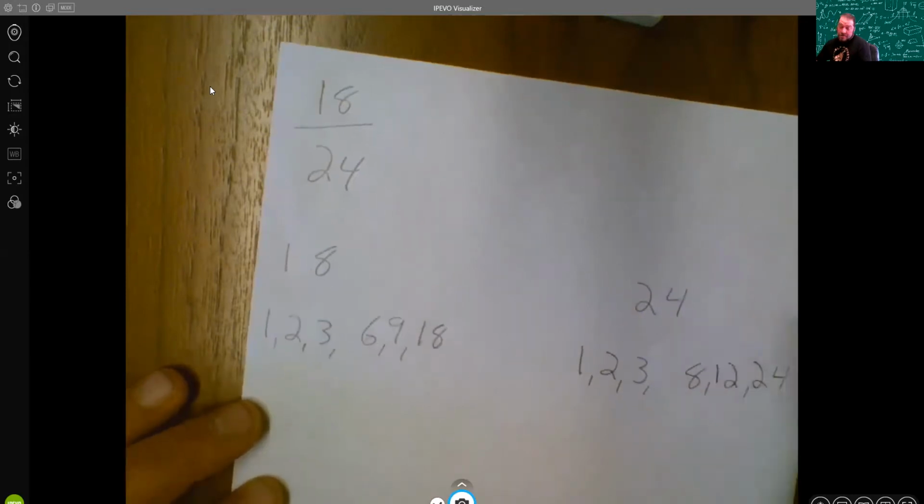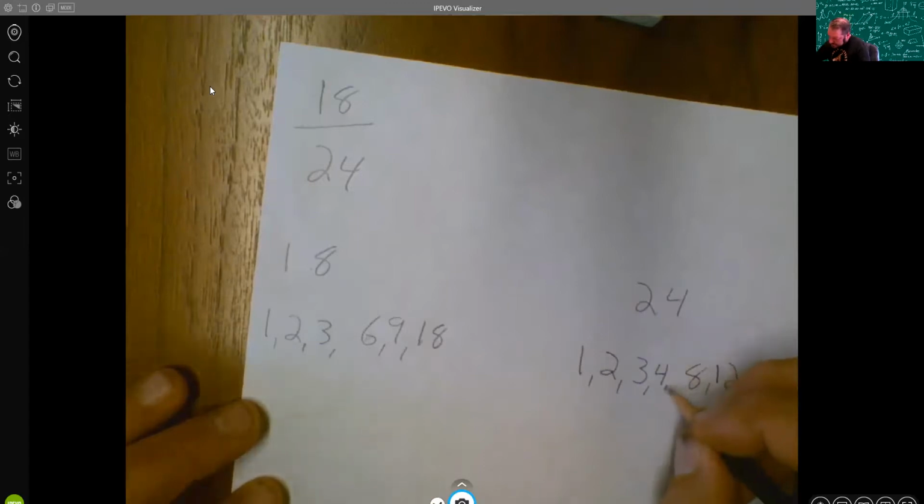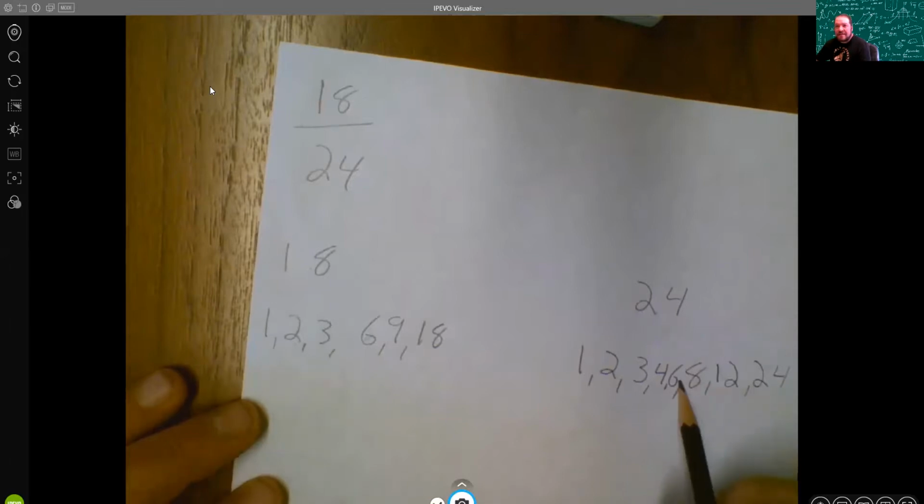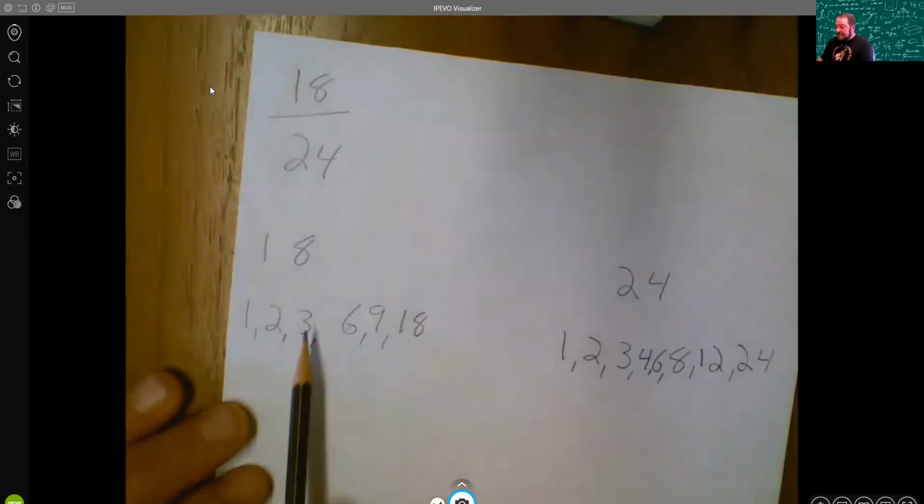Does 4 go into 24? I think so, 6 times. And one number left, 7. Does 7 go into 24? No. Good thing, too, because I was about to run out of room. So we found our factors of 18. We found our factors of 24.